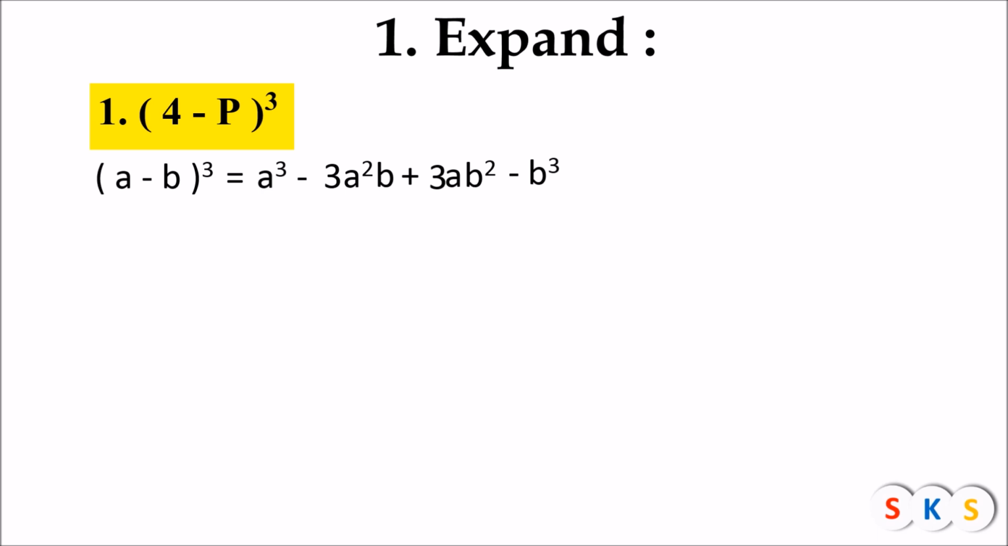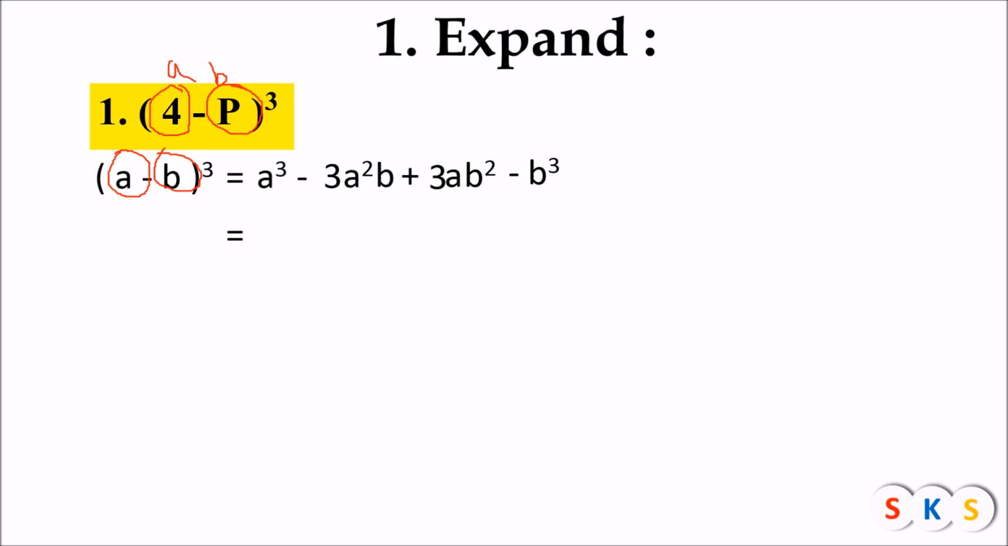Look at the first term of the binomial. What is it? 4. So here we will take a as 4. And the second term of the binomial is p. So here we will take p as b. So this is a and this is b. So we will substitute the values of a and b in this formula.